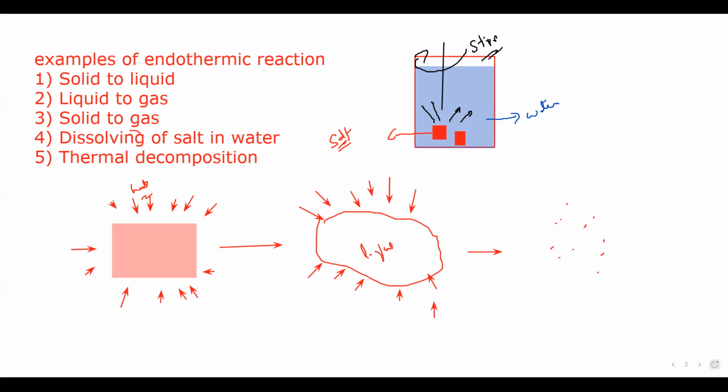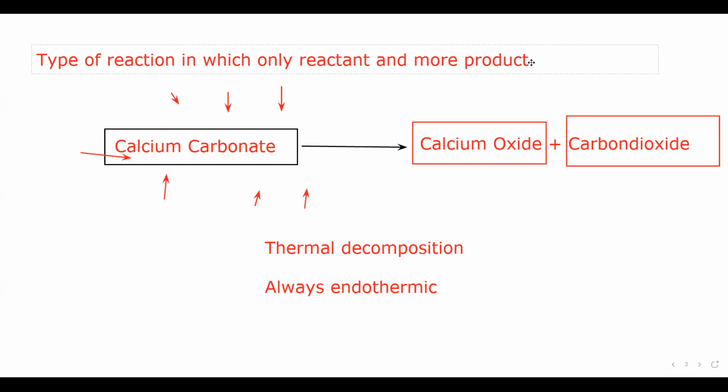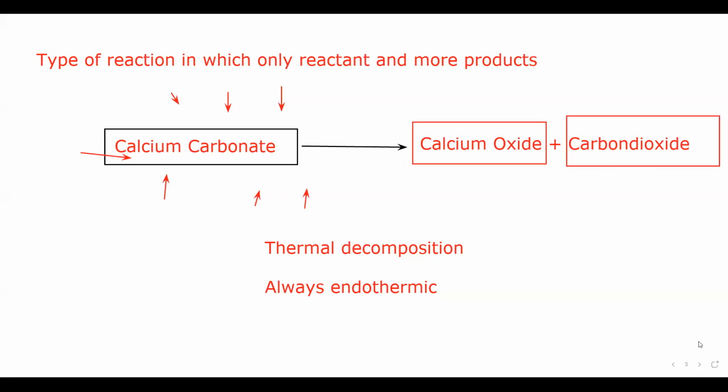And thermal decomposition means whenever we have one reactant and more products, and it is always endothermic. Is it clear? The examples of endothermic reactions, anyone having a doubt? Then examples of exothermic reactions.